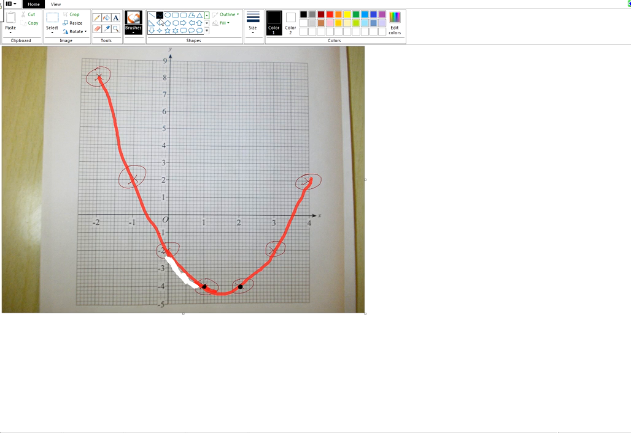What was the function here? It was y equals x squared minus 3x minus 2. Okay, are we happy with that one then, yeah?